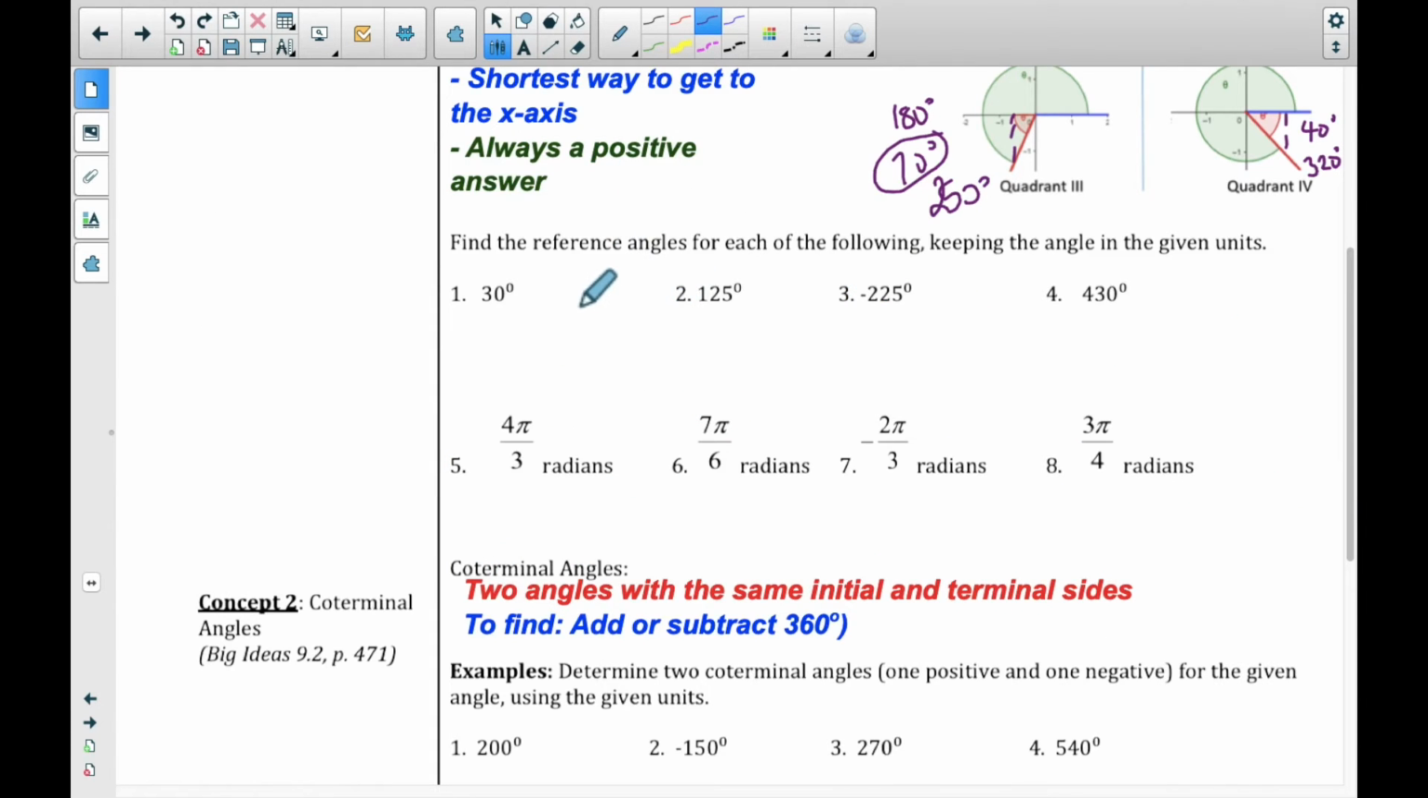All right, once again, this section does not ask us to draw the angle, so we don't have to. You don't have to. I'm going to just so we can visualize it.